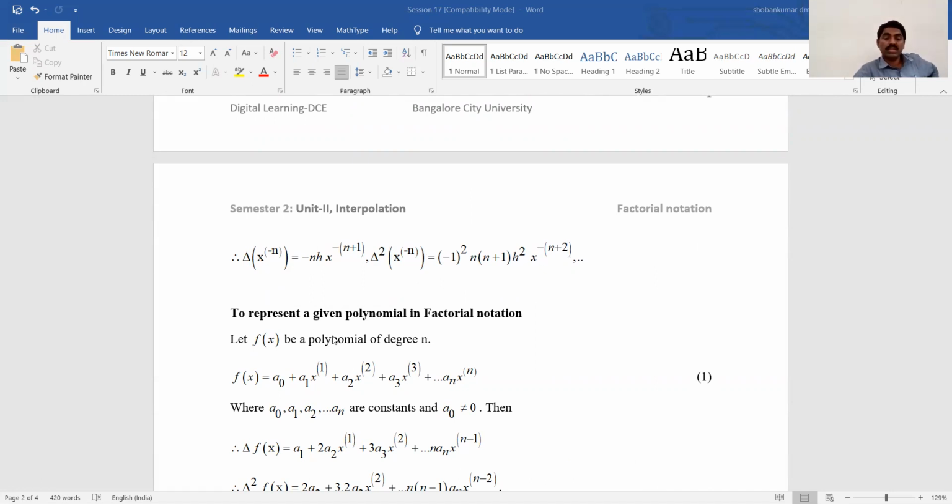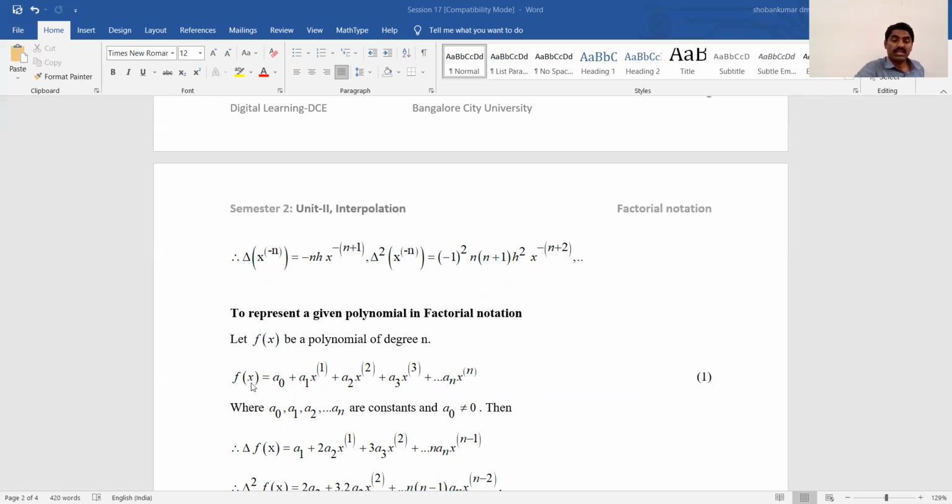Now, how to represent a given polynomial in factorial notation, how to write a given function or polynomial in the form of factorial notation. Let f of x be a polynomial of degree n. Here f of x is given.